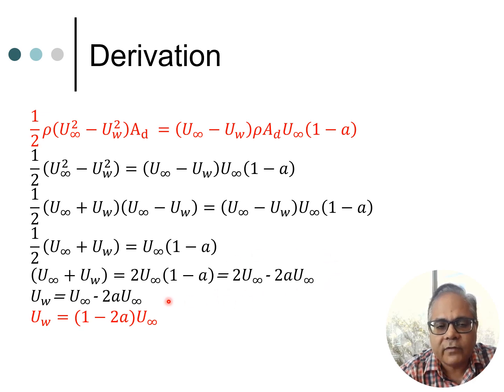And so now after some simplification I can clearly write that Uw is U infinity minus 2a U infinity, and so if I take the brackets here, Uw becomes (1 minus 2a) into U infinity. So essentially that's the velocity in the wake.